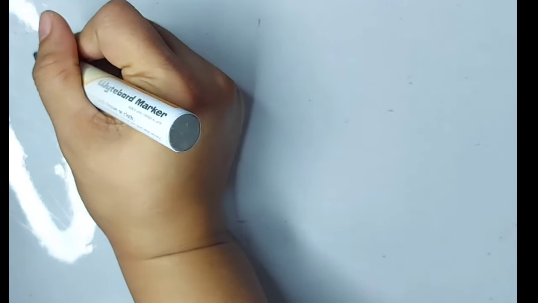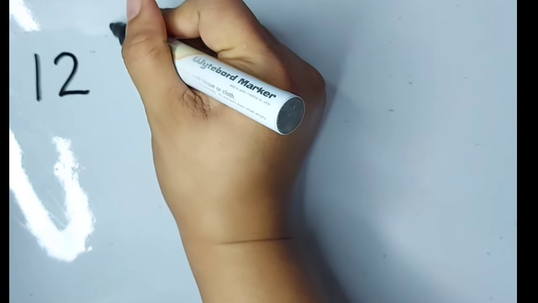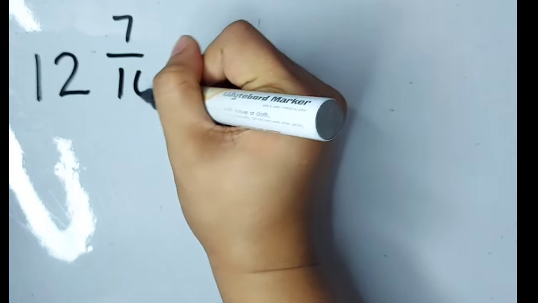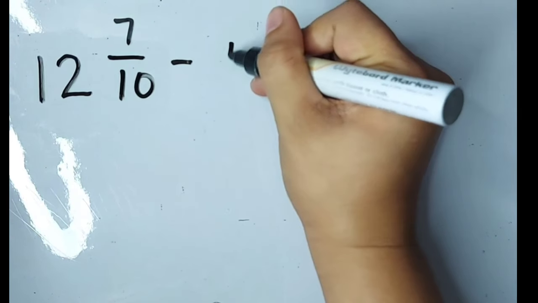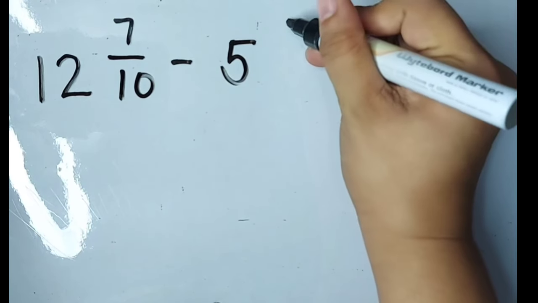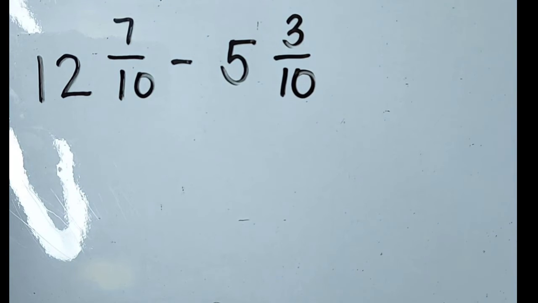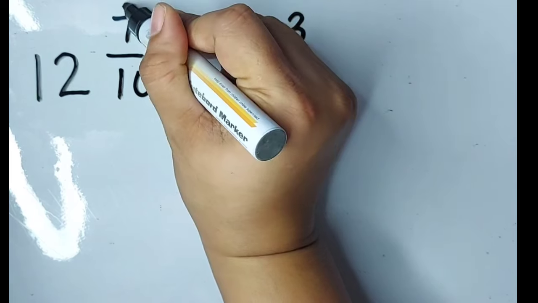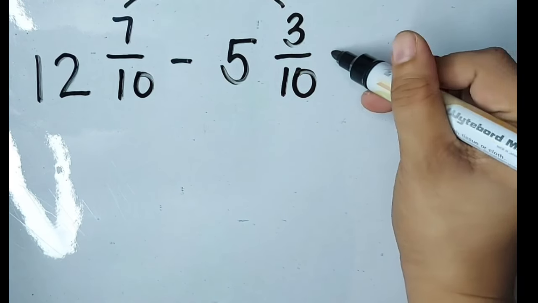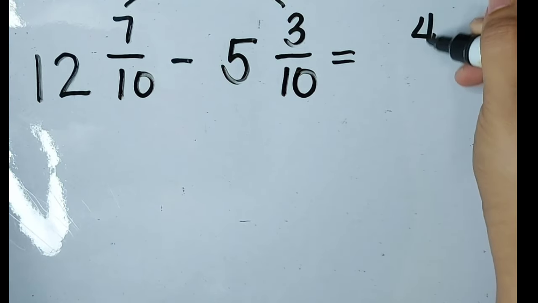Step 1. Write the given. Our given is 12 and 7 over 10 minus 5 and 3 over 10. Step 2. Subtract the similar fractions, then the whole numbers. So let's subtract first. 7 minus 3 is equal to 4.